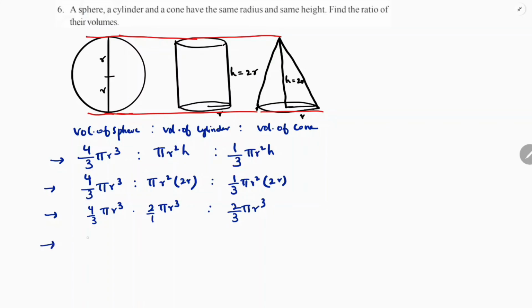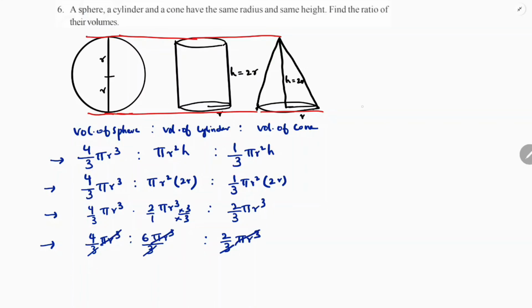So here I'll write 4 by 3 pi r cube. Here 2 is there, so I'll multiply and divide with 3. So 6 pi r cube by 3, because 3 times 1, 3 times 2, and 2 by 3 pi r cube. So here 3, 3 and 3 cancel, pi r cube and pi r cube.